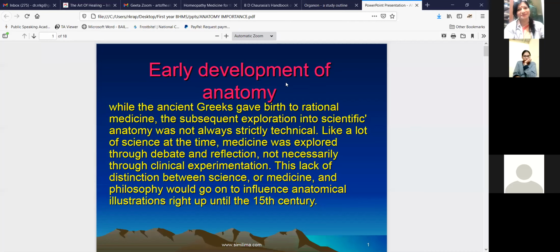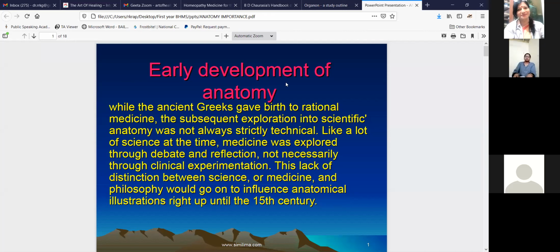So coming to the subject anatomy, the introduction. Anatomy means ana, that is cut open. Tomy means that is opening up. So anatomy, you study anatomy. Okay, cutting open the body.